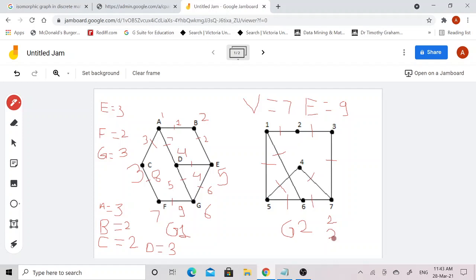One, 2, 3, 4, 5, 6 and 7. There are 3 edges connected to this node 1. So degree of vertex for node 1 is 3.